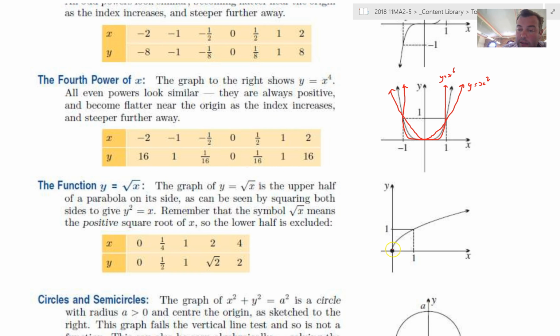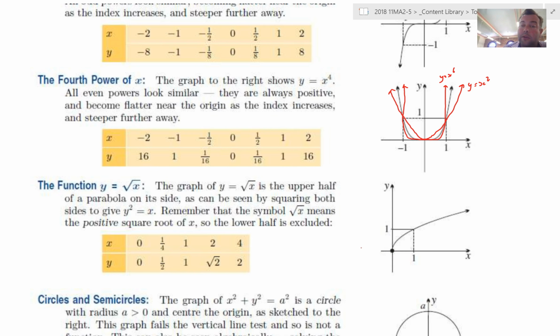Okay, which gives me this sort of curve here, like half a parabola, but all positive. Okay, because I'm just after the positive bit, like a parabola on its side, but just this positive part. If I did the whole lot, if I said y squared equals x, then this part would come in here as well, right? I would get this thing going on, and that would not be a function, right? It would fail the vertical line test, but we're not after that.